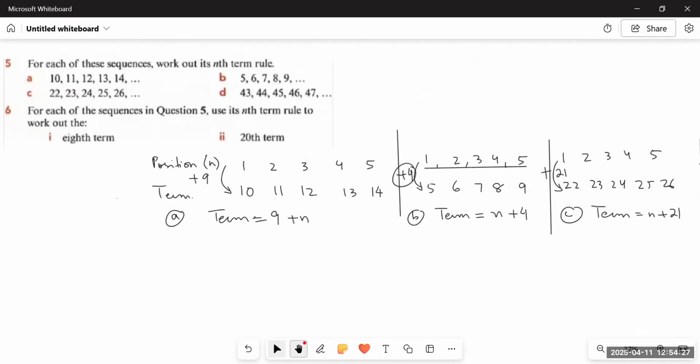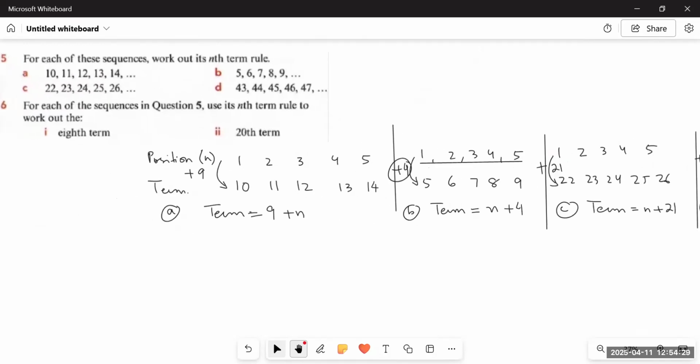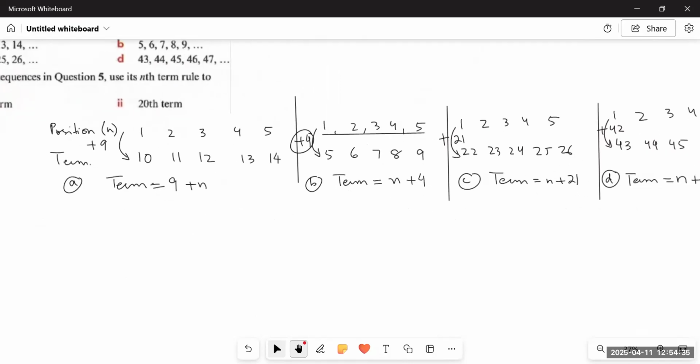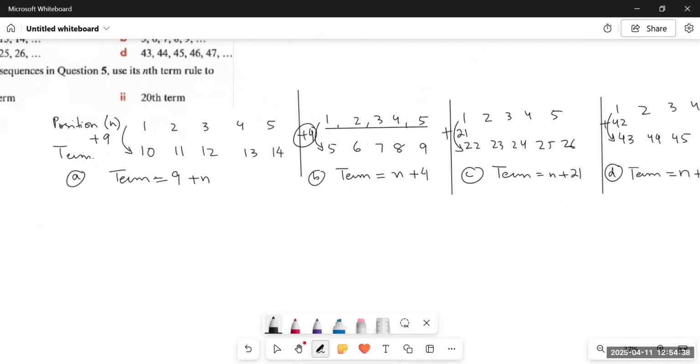Now, after finding the nth term for each sequence, we have to use the nth term rule to work out the 8th term and then the 20th term. So the 8th term in part A would be 9 plus 8, which is 17. And the 20th term would be 9 plus 20, which is 29.